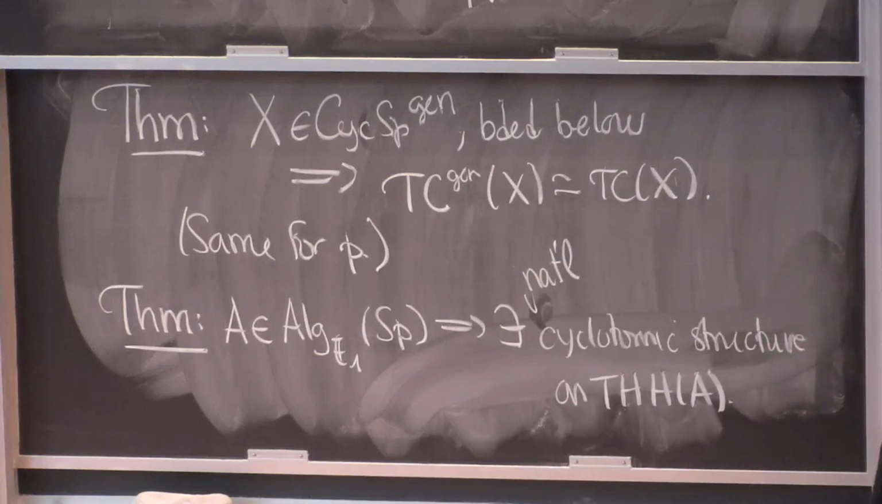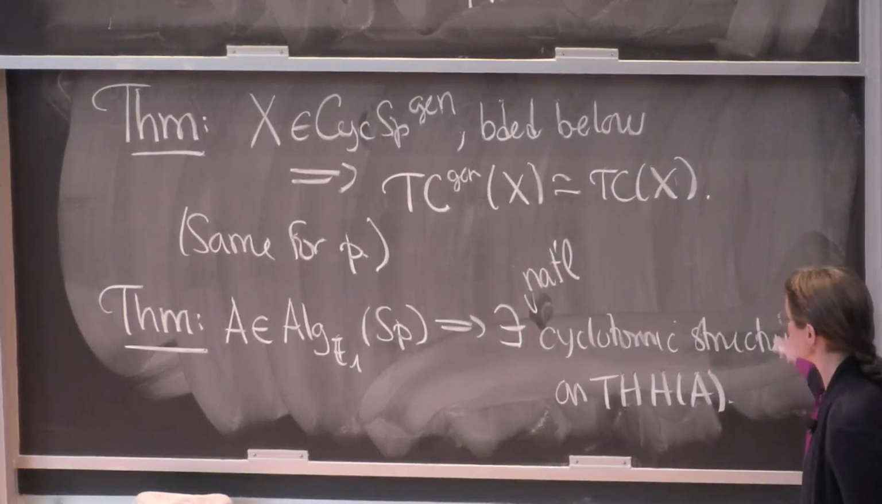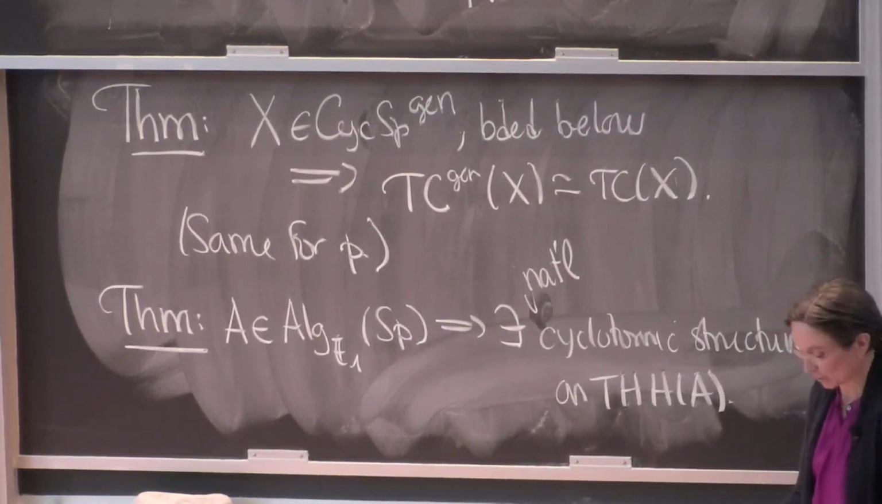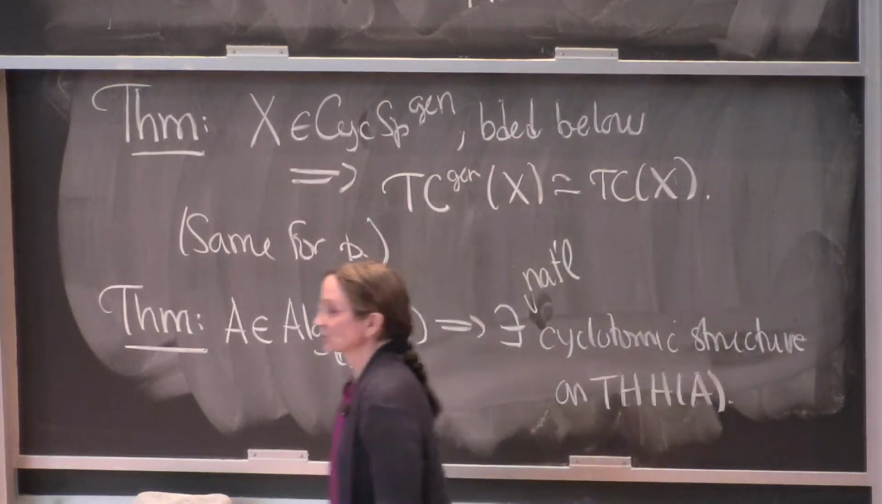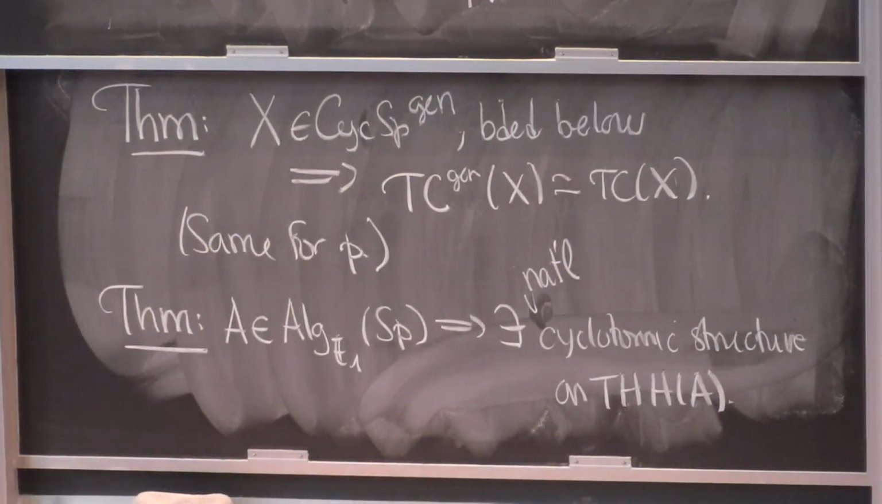In the case when you actually have an infinity algebra, it's a little easier to describe, but you do get this cyclotomic structure, which is well behaved, and so you can actually talk about the topological cyclic homology of a ring spectrum because its THH has a cyclotomic structure in the sense of Nicolaus and Schulze. And I'm sorry I don't have time to talk about that today. Thank you very much.